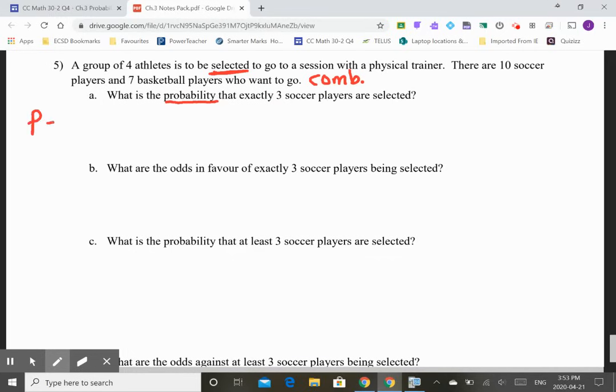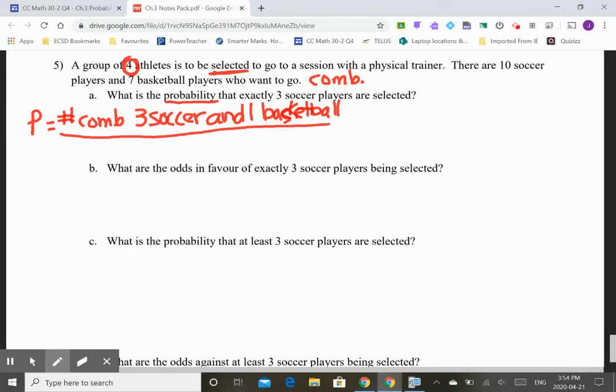Probability is the number of favorable outcomes out of the number of total outcomes. When we're talking about permutations and combinations, the numerator comes from the number of combinations with restrictions. So in this case, we want the number of combinations that has exactly 3 soccer players. So 3 soccer players, and because we need a group of 4 athletes, that means we need to have 1 basketball player. That's our favorable outcomes here: 3 soccer players and 1 basketball player.